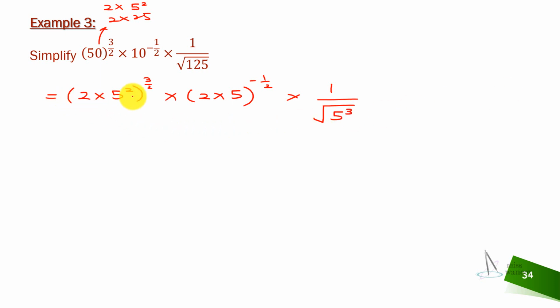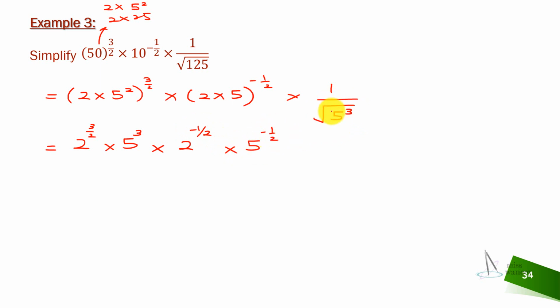Okay, so now I'm gonna simplify this one, so we can apply the power for each of them. So this one gonna be 2 to the power of 3 over 2 times with 5 to the power of, so 2 times with 3 over 2, cancel out the 2, so 5 cube times with 2 to the power of -half times 5 to the power of -half.